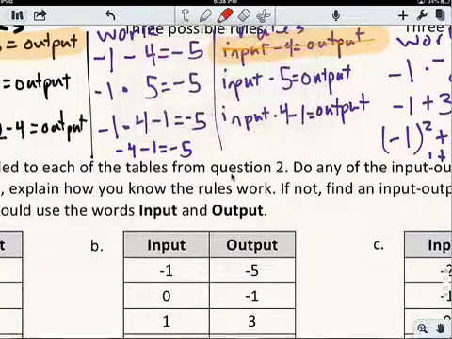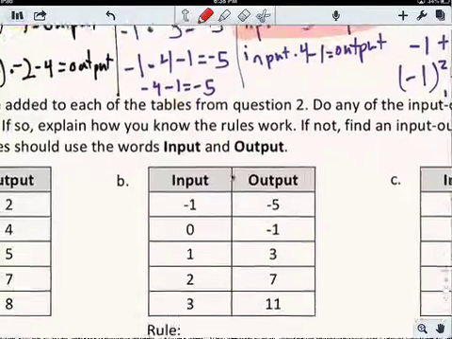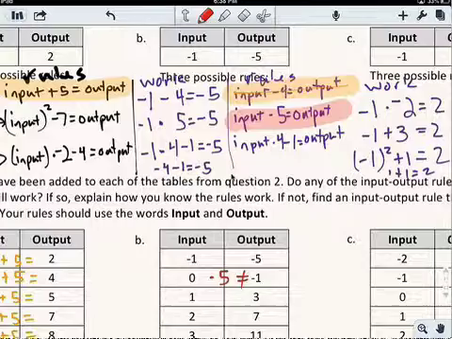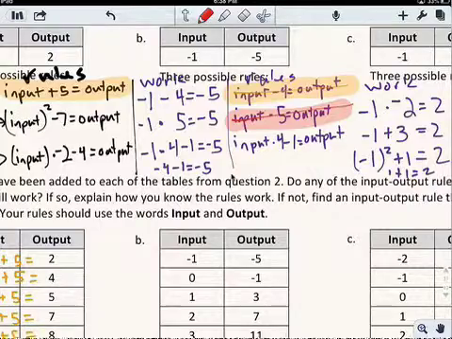I'll do this one in red. Input times 5 equals the output. So 0 times 5, oh man, that does not equal negative 1. So the second one cannot be the rule, because it doesn't work for every row in the table. In fact, it doesn't work for 2 rows in the table. Let's do the last one.